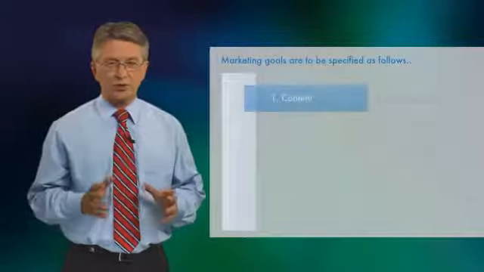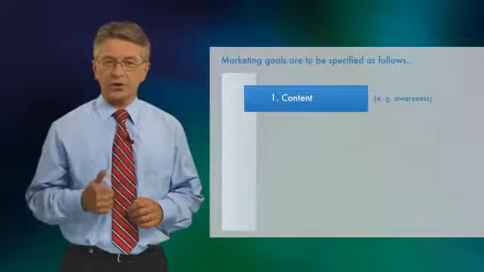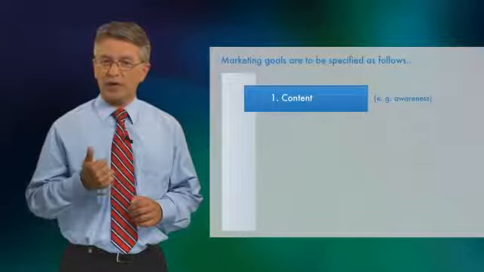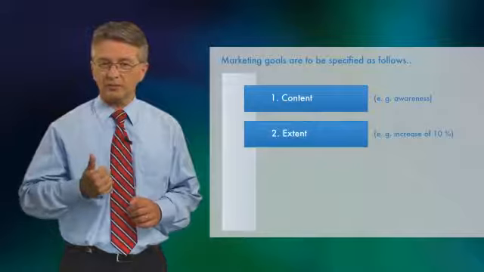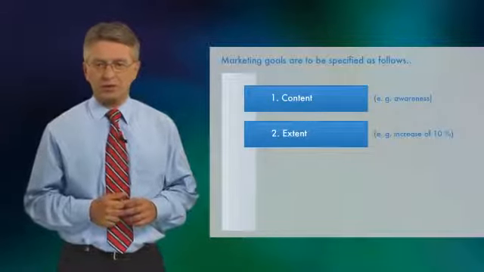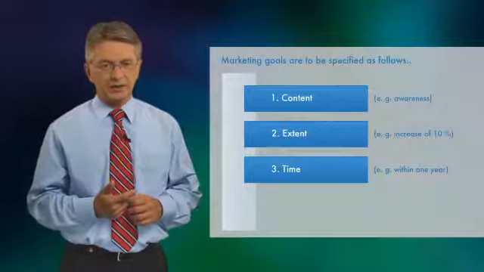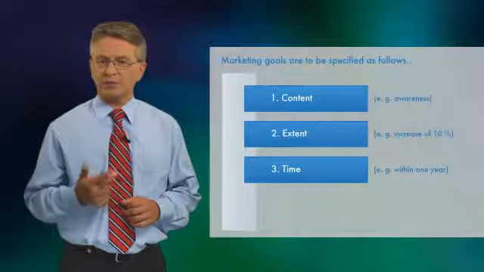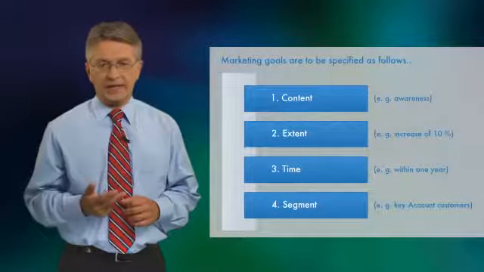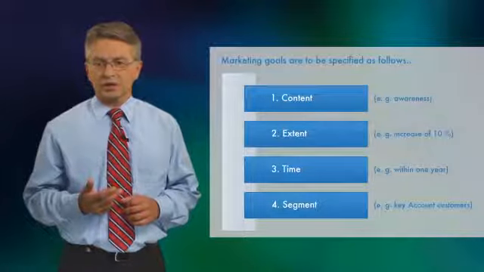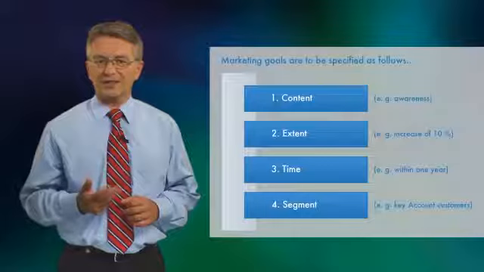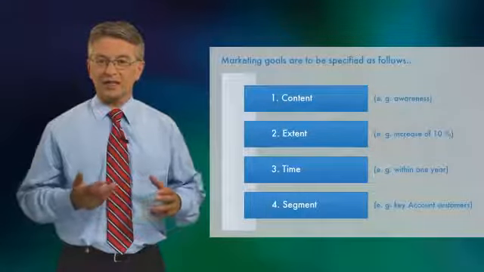In formulating goals, often mistakes occur. Therefore, marketing goals have to be defined precisely. Marketing goals should include the following elements. First, the content. For example, increase awareness or increase revenue. Second, the extent or the magnitude: increase awareness by 10%. And then the timing. So increase awareness by 10% in the next 12 months. And finally, the segment focus. That means increase awareness by 10% in the next 12 months in Germany or in segment A or B or C.